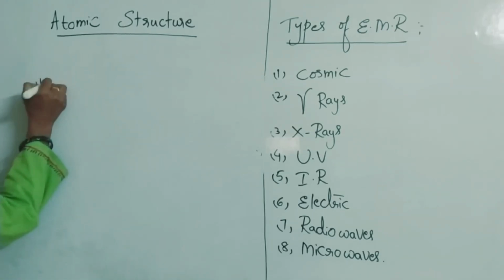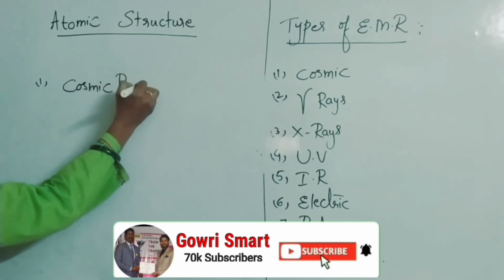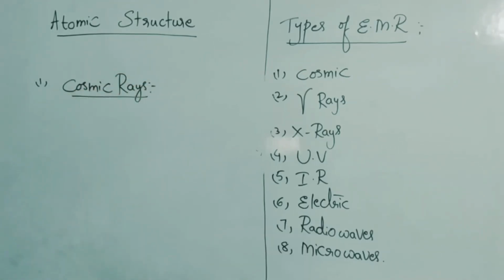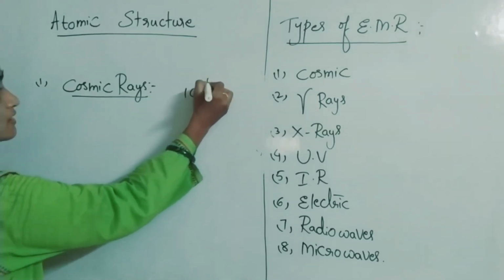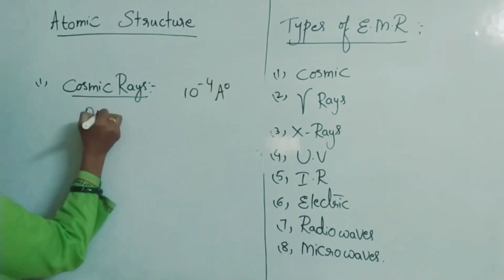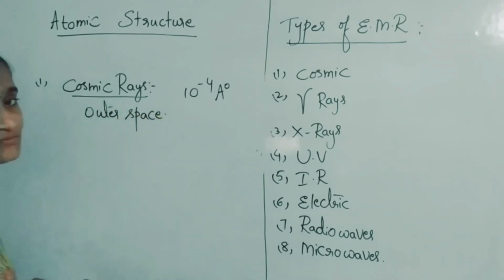So suppose if you go for cosmic rays, cosmic rays are having what? They have a very small wavelength of around 10 power minus 4 angstroms, and they are available from outer space. We don't have any special applications of these rays, of course.